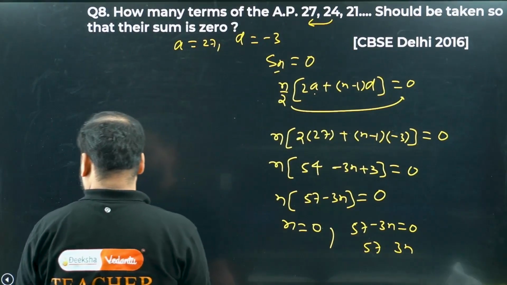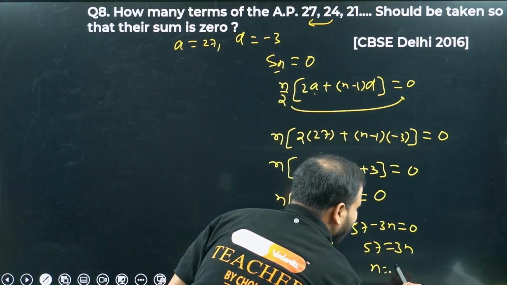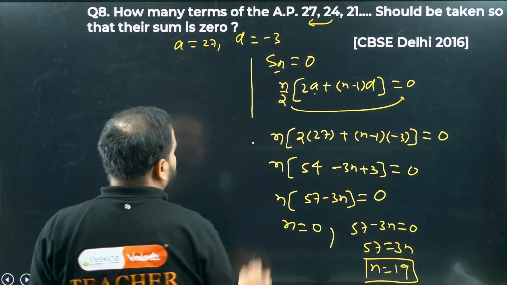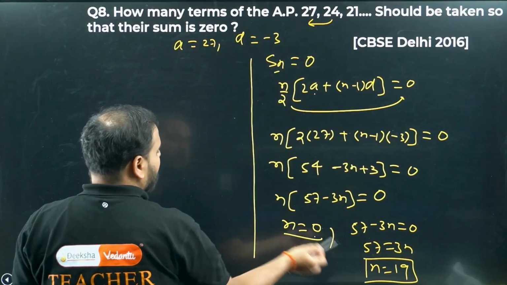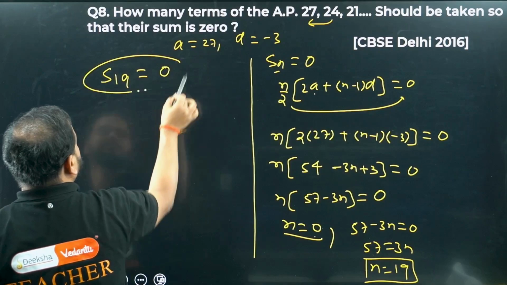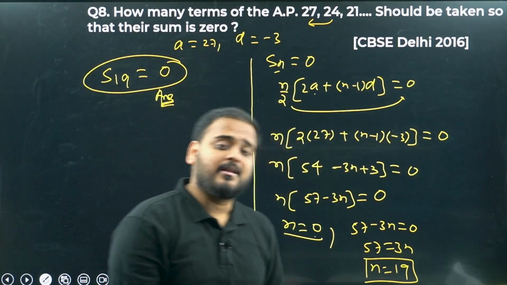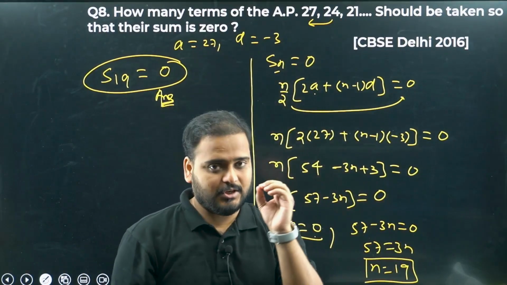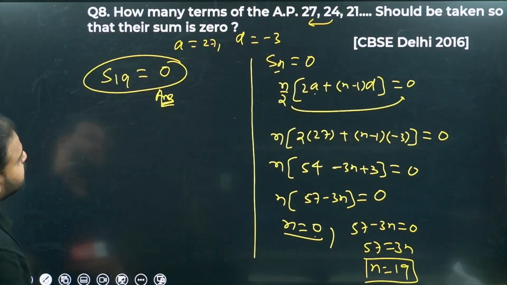57 equals 3n means n equals what? 19. N equals 19, sir. Hence, how many terms can we take so that the sum of the terms is 0? I can't take 0 terms, it is not defined. So I have to take 19 terms. If you add the sum of 19 terms, the answer will be 0. This is your answer. If you add 19 terms of the given sequence together, you'll reach 0 as your answer. Chaliye. Simple problem. Have a look once again.